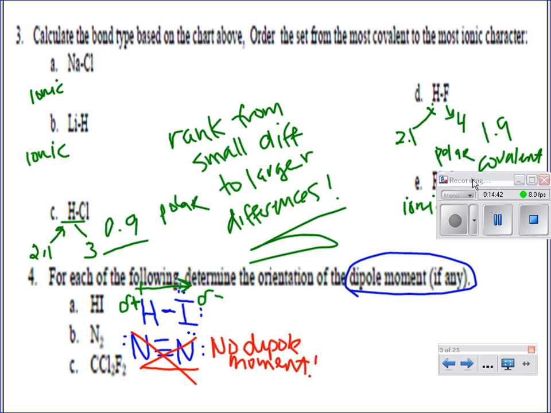This is for Bridget, this note. At my convenience. I'm not convenienced yet.